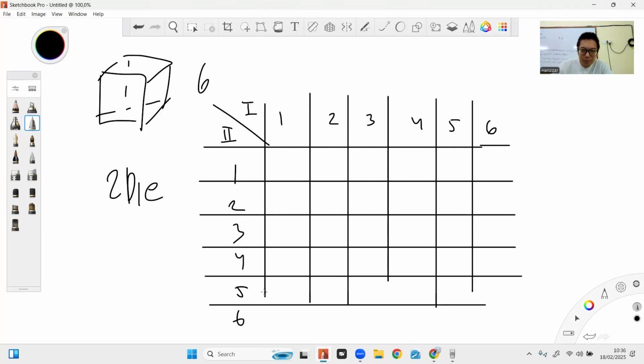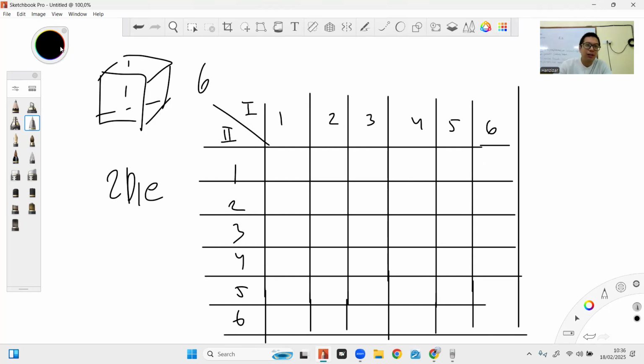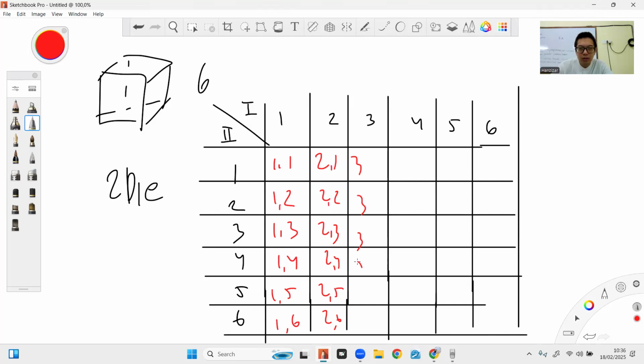How many possible outcomes if 2 dice are tossed? It's 36. It can be 1,1; 1,2; 1,3; 1,4; 1,5. Sit properly, guys. Don't lie on your table. 2,1; 2,2; 2,3; 2,4; 2,5; 2,6; 3,1, and so on. So we have 36 possible outcomes.